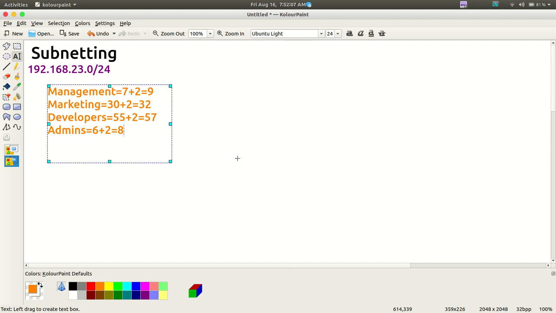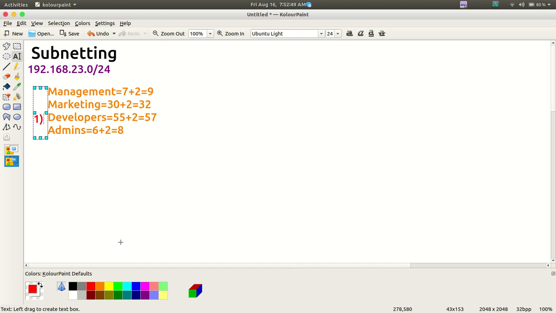Okay, lastly at the end you are going to arrange them in descending order. So the department which I need to calculate first should have the largest number of addresses. For example, in this case developers require 57 addresses. No other department requires this many addresses. So developers have the requirement of the highest number of addresses. So the largest subnet which is supposed to be calculated should be calculated first. Okay, so here we are going to create a sequence. So developers are going to be calculated first.